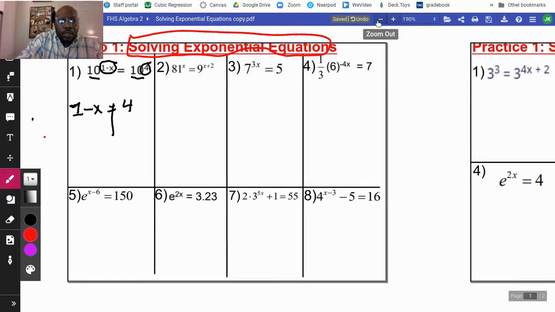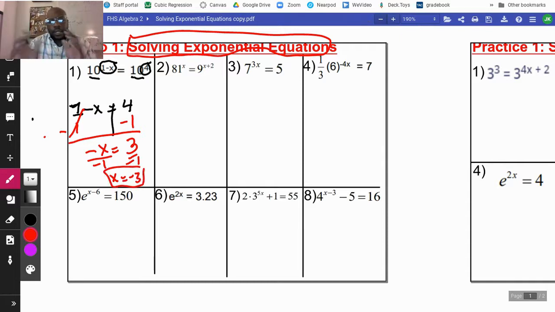When you're solving, you're going to subtract 1 on both sides. You subtract 1 here, we should have 3 on this side, and negative x on this side. Then you divide by -1. Divide by -1, x equals -3. That is, when the bases are equal, you just set the exponents equal to one another. Boom, you got that.